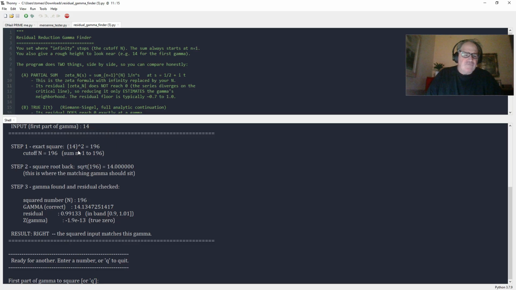14 is the gamma, so it finds the gamma. It's correct with 196 as the square, and there's the residual. This is what I want to get into, the residual. You will find this is a pattern that I found with gammas, and this is consistent in all squared numbers of the gamma, the first part of the gamma, not the whole gamma number. And this is a true zero.